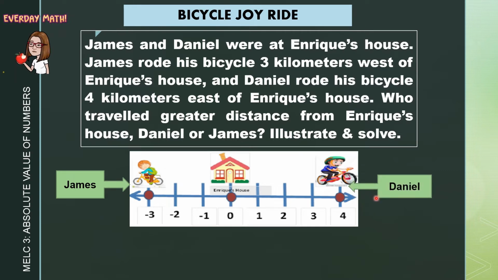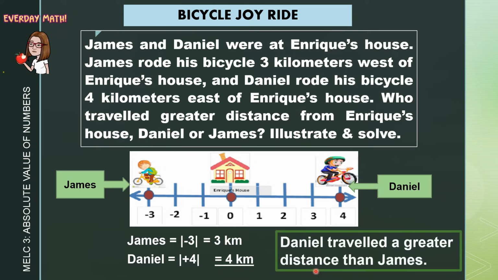So this is Daniel. Okay, analyzing the distance that they traveled, James has a coordinate of -3, so we know that the distance is 3 kilometers. And Daniel's coordinate is +4, which means he traveled 4 kilometers. Comparing these two, we know that 4 is greater than 3. Therefore, the one who traveled the greater distance is, yes, Daniel. Daniel traveled a greater distance than James. That's the answer to our problem here. Did you get it also? Very good.